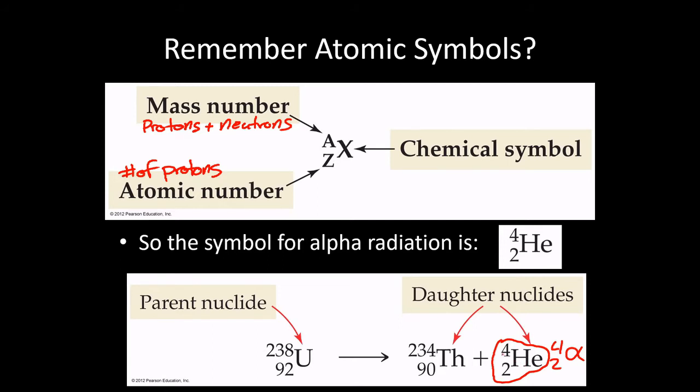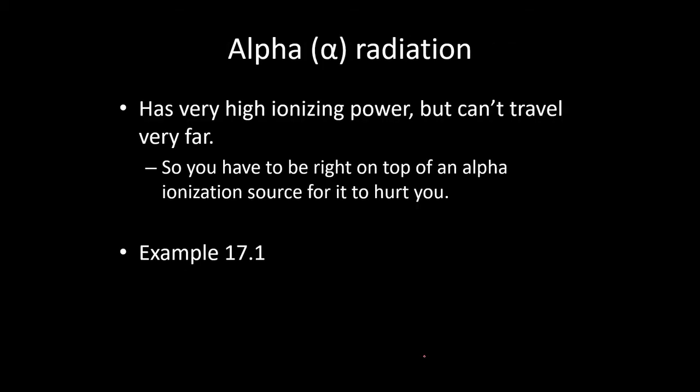So if I tell you that you have uranium-238 and it's undergoing alpha decay, you know uranium-238 is your starting point. One of your products has to be helium, 4 and 2, and so just using math, we can figure out that third part, which is what we're going to do here in example 17.1. So let me put that up here. It tells us to write the nuclear equation for the alpha decay of radon-224.